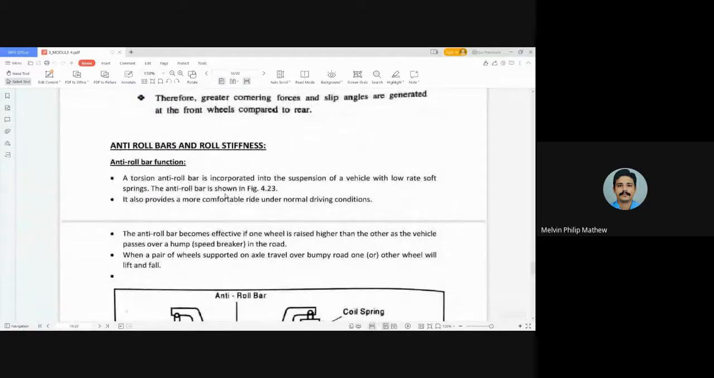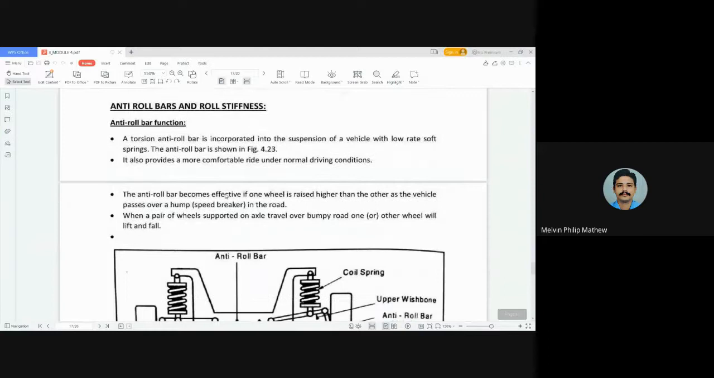Okay. So, in the last class we were studying body roll, and the body roll analysis we have completed. Next, we are going to look at anti-roll bars. We studied the reason for rolling.